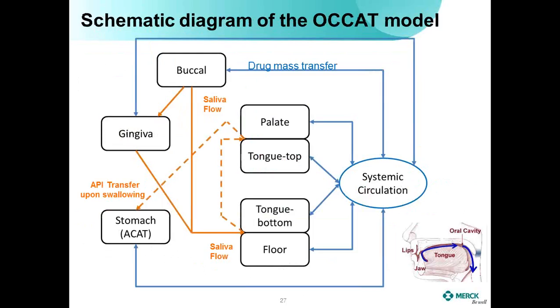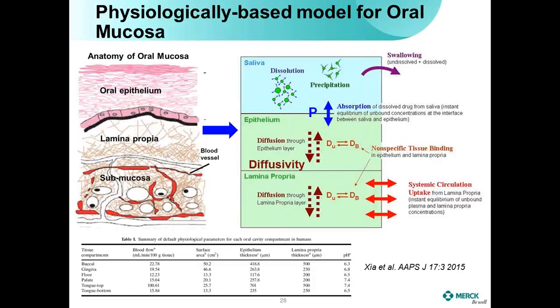So again, sorry, when the drug is swallowed, you can see that the model is also connected to the ACAT model, because all of the swallowed API will be getting into the GI tract. Then we will be using the ACAT model for the further drug absorption. So this model also considers the anatomy of oral mucosa.